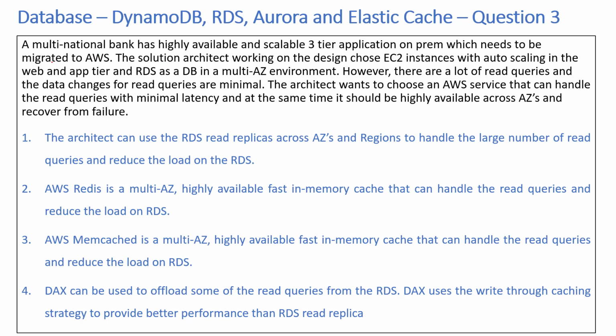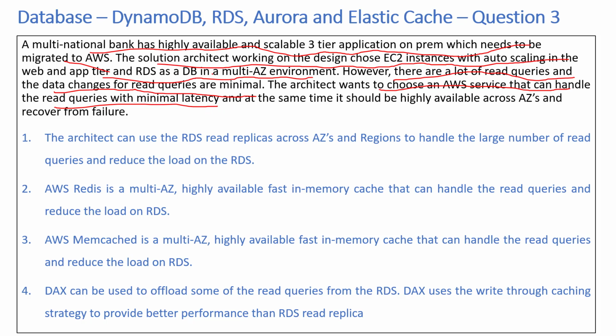Okay, now let's look at question number 3. A multinational bank has a highly available and scalable 3-tier application on-premise which needs to be migrated to AWS. The solution architect working on the design chose EC2 instances with auto-scaling in the web and app tier and RDS as a database in a multi-AZ environment. However, there are a lot of read queries and data changes for read queries are minimal. The architect wants to choose an AWS service that can handle the read queries with minimal latency, and at the same time it should be highly available across AZs and recover from failure.